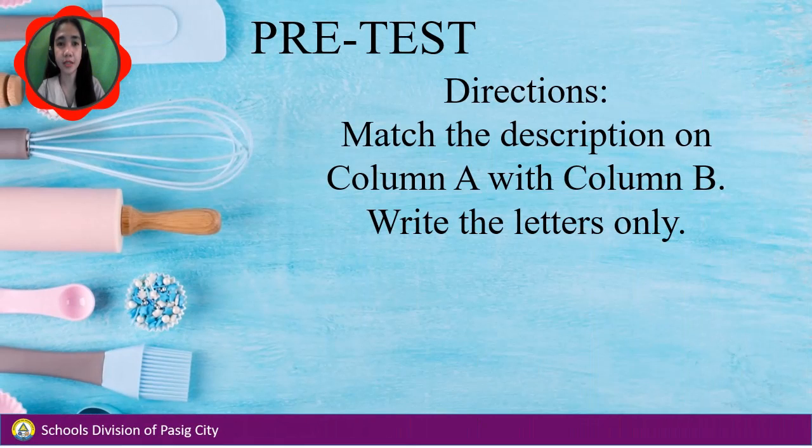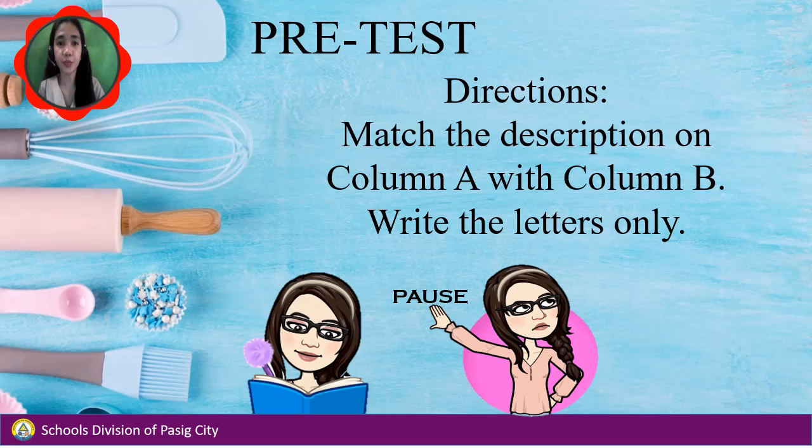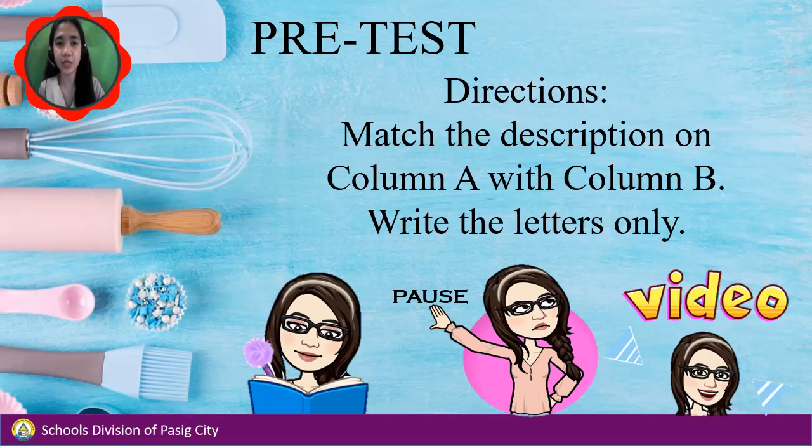Before we start, let's check if you have prior knowledge about our lesson. You can get your notebook if you want to write your answers. Feel free to pause the video if you need time to think, but don't forget to get back to the video as soon as possible. Play the video when you're done so we can check your answers. Directions will be: match the description on column A with column B. Write the letters only.